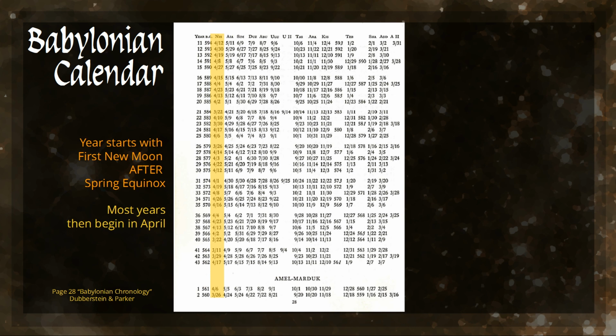It is very interesting to observe the historical record of when years actually began, which is found in the Babylonian Chronology. You will notice that most years begin in April. This verifies the rule of the first new moon after equinox was in place during this time.